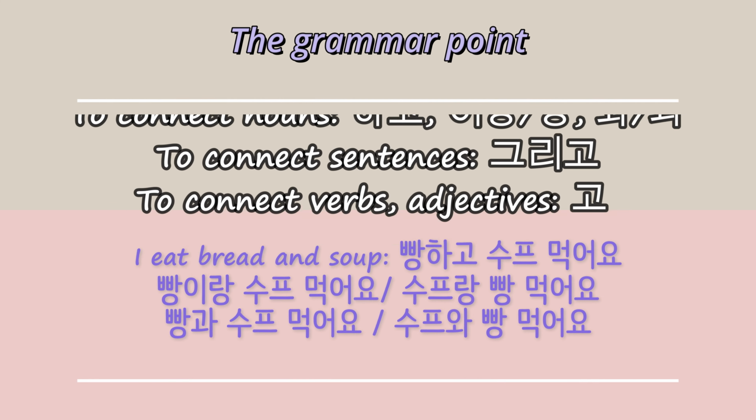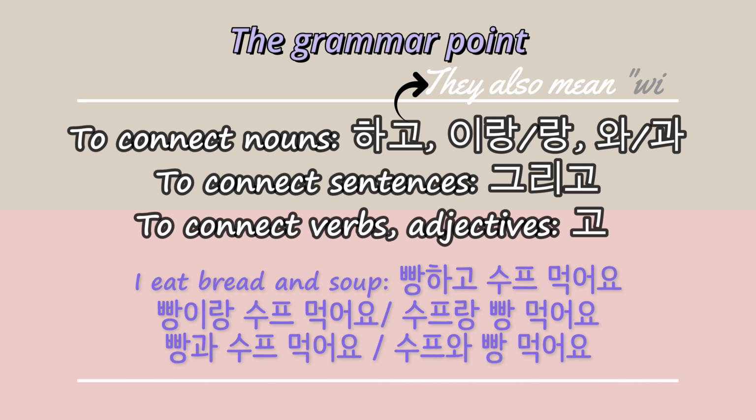To connect nouns, we have three options. 하고, 이랑, 랑, 와, 과. The difference between 이랑, 랑, and 와, 과 depends on the final consonant, 받침. If there is a final consonant, use 이랑 or 과. If there's no final consonant, use 랑 or 와. There's no difference between the three options, so you can use any of them. To connect sentences, we use 그리고, and to connect verbs, we use 고.